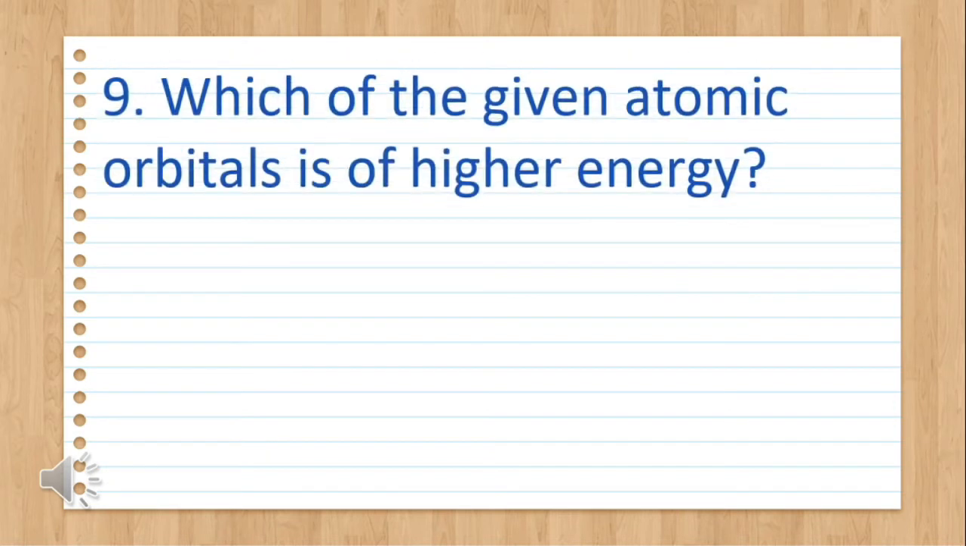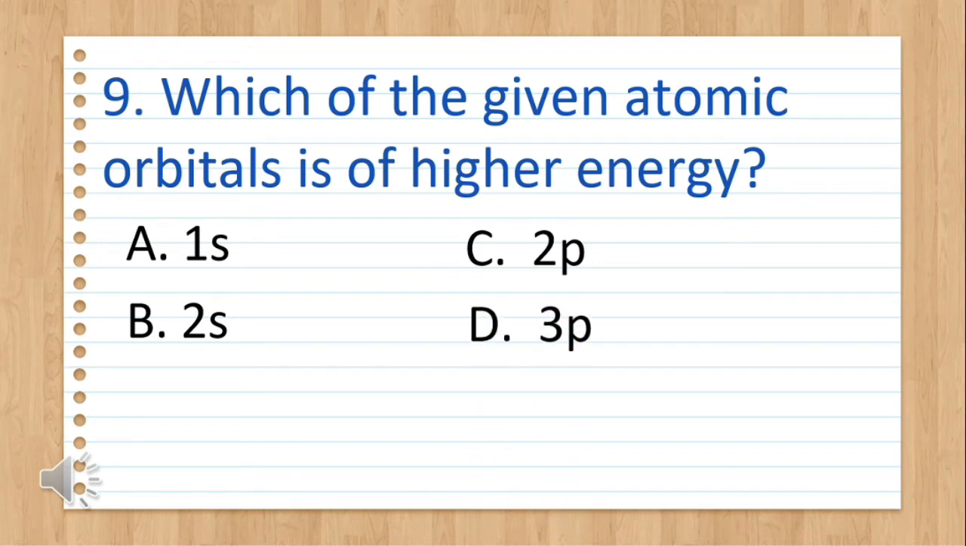Number 9. Which of the given atomic orbitals is of higher energy? Letter A, 1s. Letter B, 2s. Letter C, 2p. Letter D, 3p. Correct answer is D, 3p.